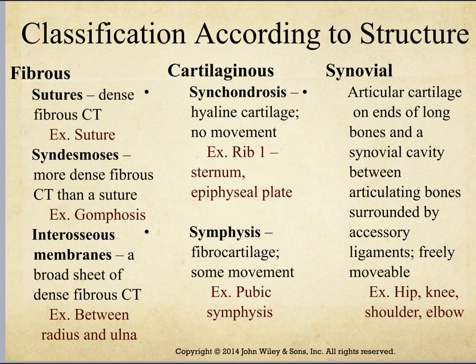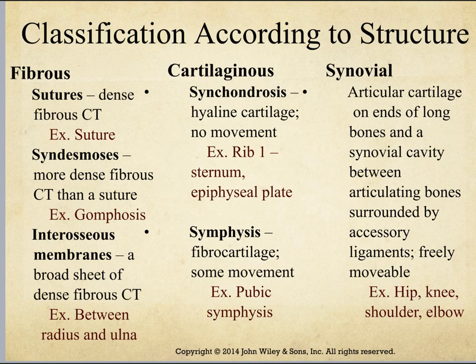The next subset under fibrous is a syndesmosis. This has more dense fibrous connective tissue than a suture does. For example, your gomphosis joint. All your teeth, with those periodontal ligaments holding the tooth in place, are again an immovable joint. So if I pointed to a tooth and said classify this joint based on structure and function, you would say a synarthrotic syndesmosis.